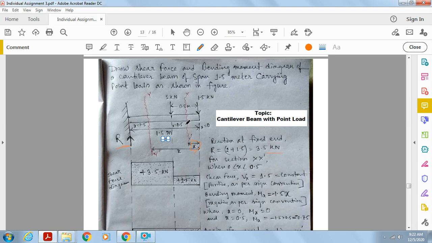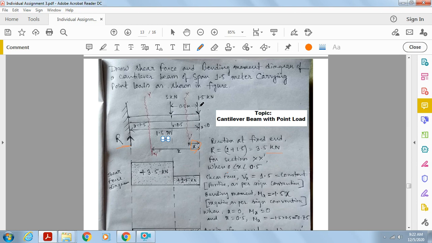This particular x dash is available within 0 to 0.5. So this is 0 and this is 0.5. When x equals 0 and x equals 0.5, both cases we will consider. So x dash is located within the value of x from 0 to 0.5. Now for shear force Vx, we will consider only the right hand side part of the x dash axis.